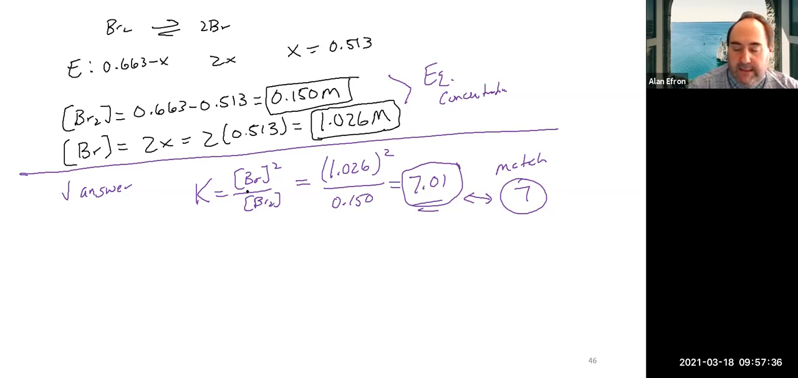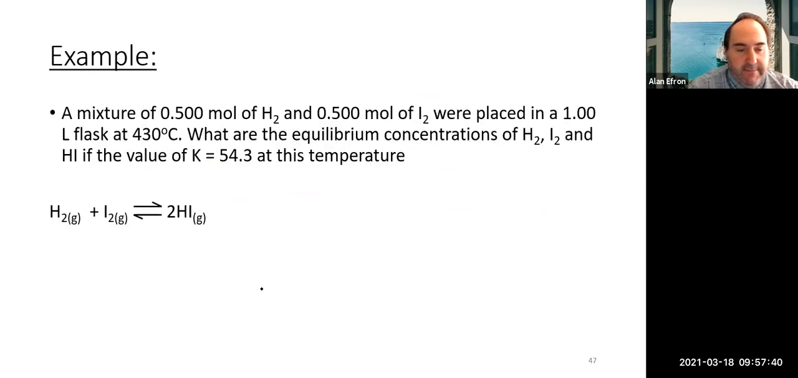Okay, so now that we kind of did one together, why don't you take a stab at it here and see what you come up with? So in this case, we have a mixture of 0.5 moles of H2 and 0.5 moles of I2 placed in a 1 liter flask, and it reaches equilibrium, and the constant is 54.3. What are all the equilibrium concentrations?